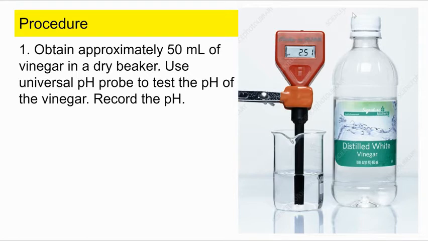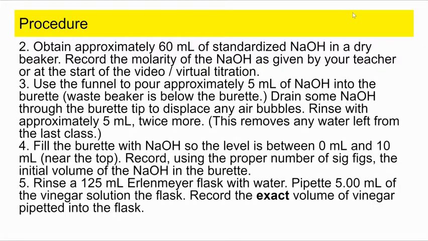All right, let's walk through the procedure for our titration. Step 1 is to obtain a 50 milliliter beaker of vinegar and then use the universal pH probe to test the pH of vinegar. As you can see from the picture, the pH is 2.51. Make sure you record that. Step 2 is to obtain approximately 60 milliliters of a standardized sodium hydroxide solution in your beaker. Record the molarity of that sodium hydroxide as given at the start of the video.